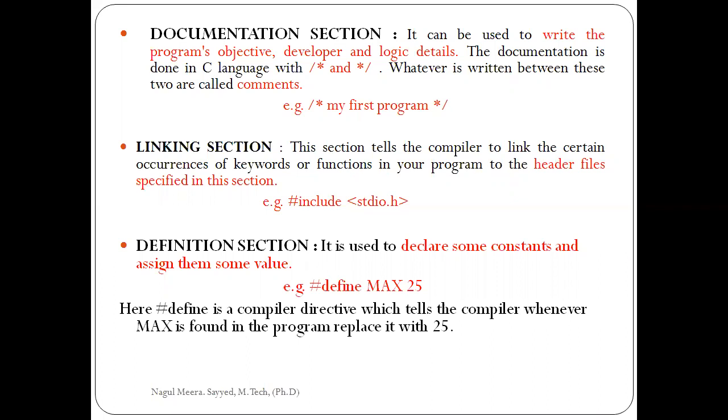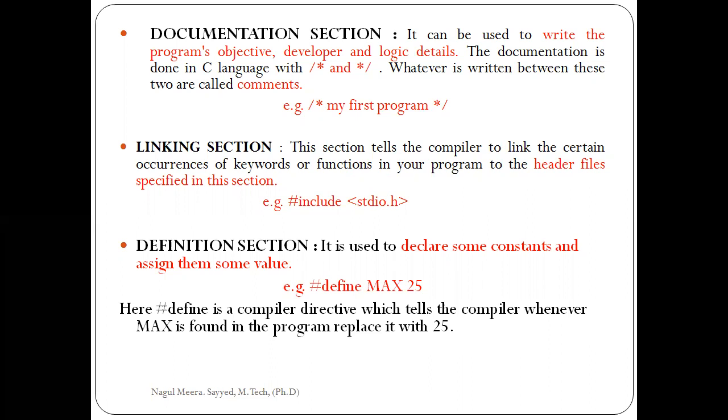Okay, so for example I want to declare some max 25. Here max is my constant. In my entire program, whenever we use max, the 25 value is substituted automatically. For that purpose this definition section is usable. The example is hash define max 25. Hash define is the syntax here.